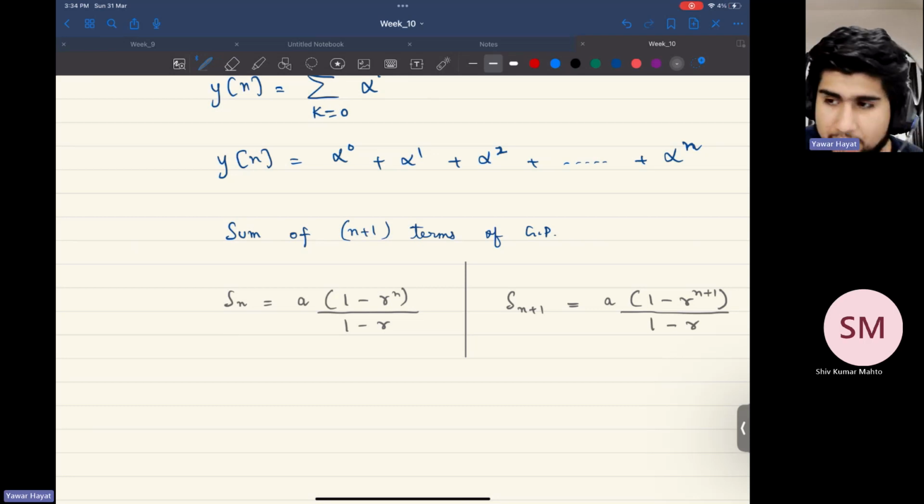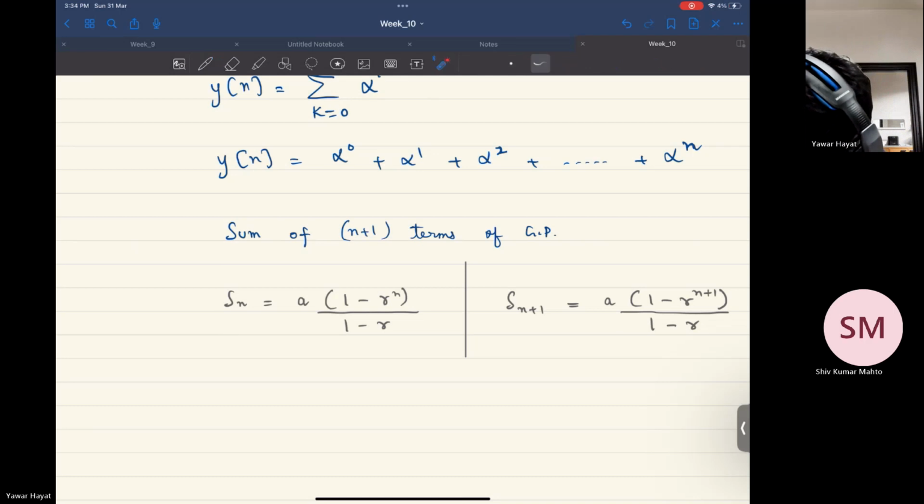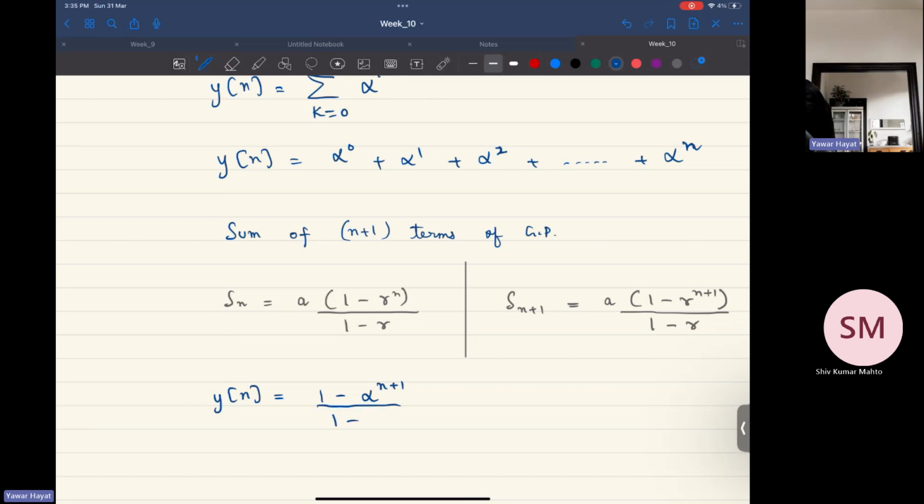And that would be y of n. So let's write that. y of n would be equal to a, which is 1. So a is 1, 1 minus what is r? r is alpha, right? 1 minus alpha to the power n plus 1, all divided by 1 minus alpha. Right, and there's your answer.